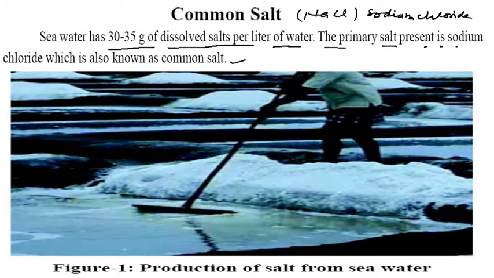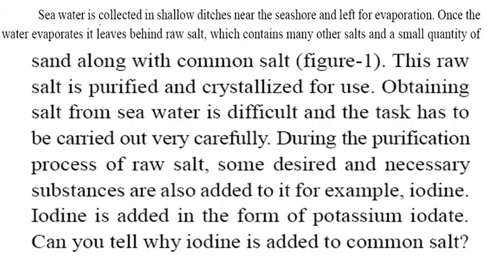So, this is the production of salt from the sea, and then it is purified with the help of apparatus. Let us start. Sea water is collected in shallow ditches near the seashore and left for evaporation. Once the water evaporates, it leaves behind raw salt, which contains many other salts in small quantities.